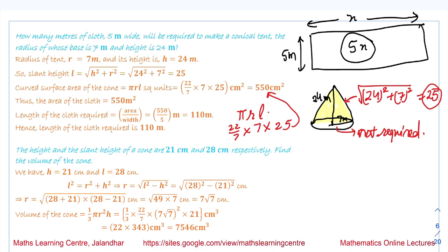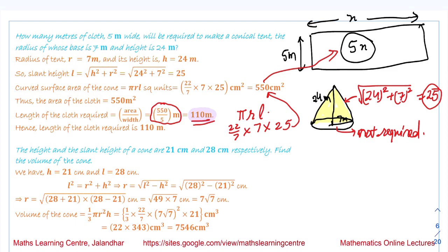And this area should be equal to 5 times x. So the value of x we will get is 550 by 5 meter, that is equal to 110 meters. So this value is equal to 110 meters.